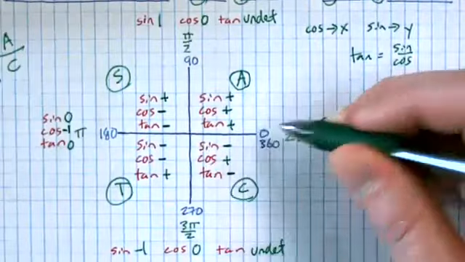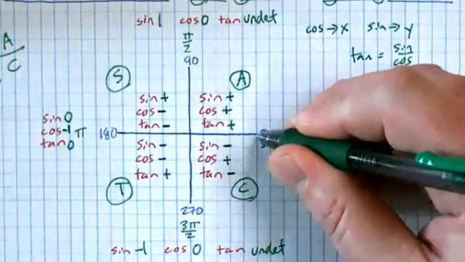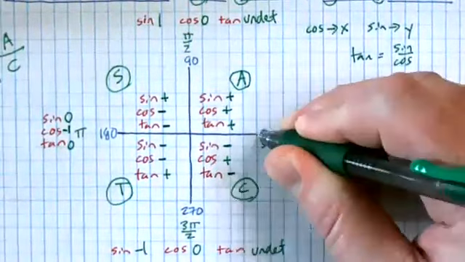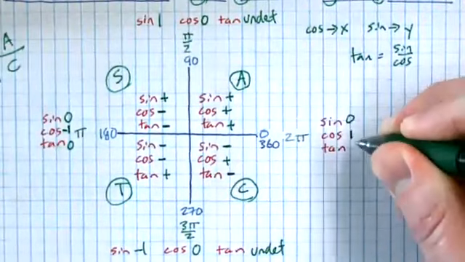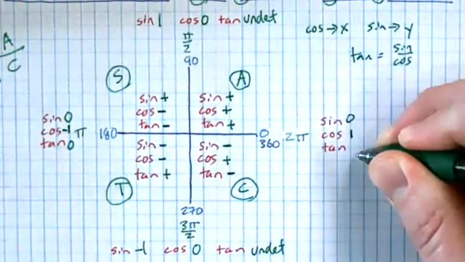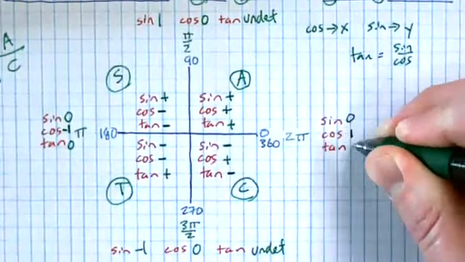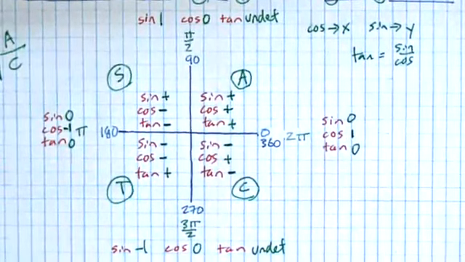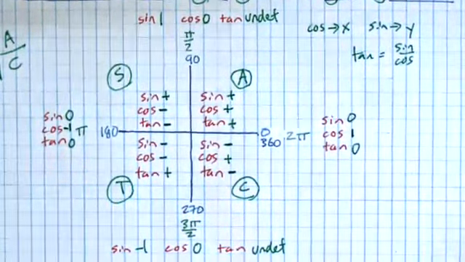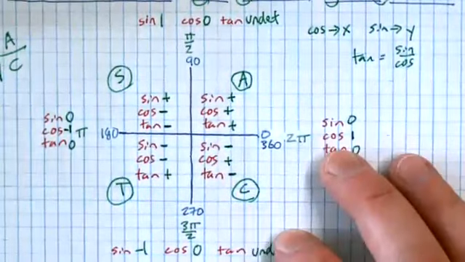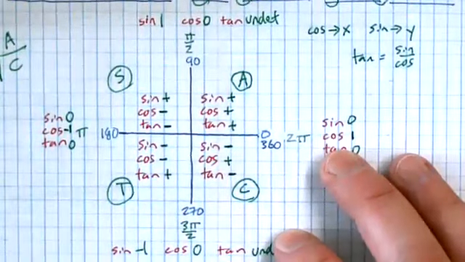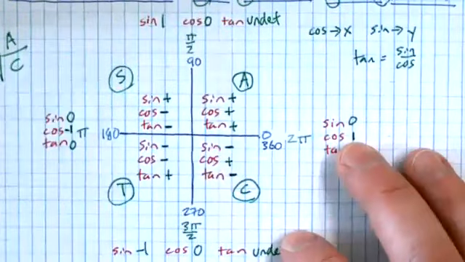My x coordinate is 1, so cosine's 1. My y coordinate would be 0, so sine is 0. Sine over cosine would be tangent, so 0 over 1 is 0. All right. So you're going to get really good at dealing with these and thinking your way through them. But while you're doing your homework, you might want to have this little chart handy.